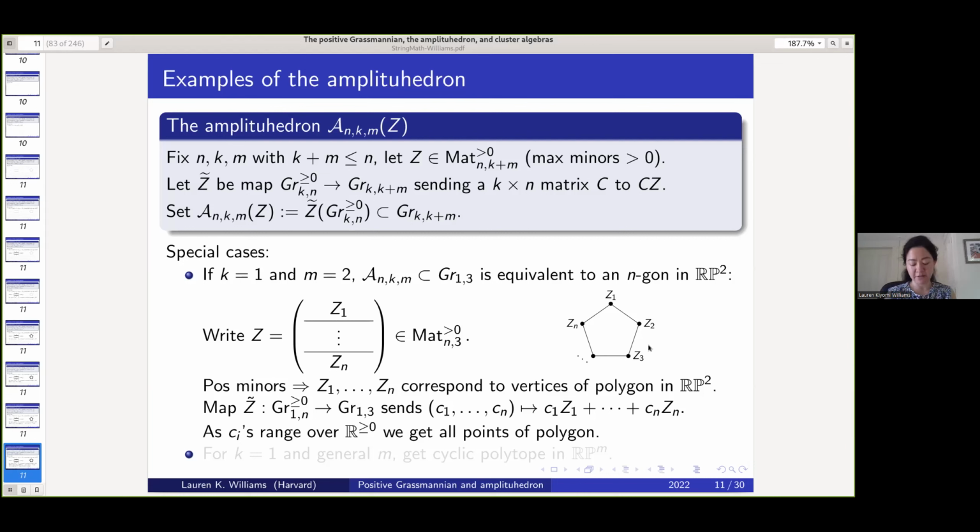Okay, so that's why when K is 1 and M is 2, the amplituhedron is just a convex polygon in RP2. And more generally, if K is 1 and M is general, one gets what's called a cyclic polytope in projective space.